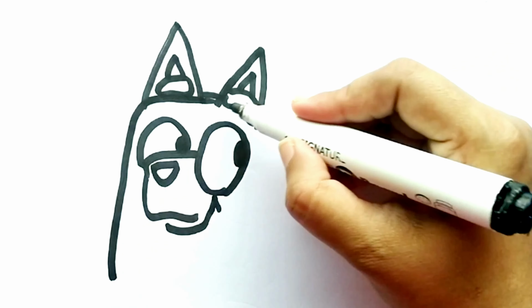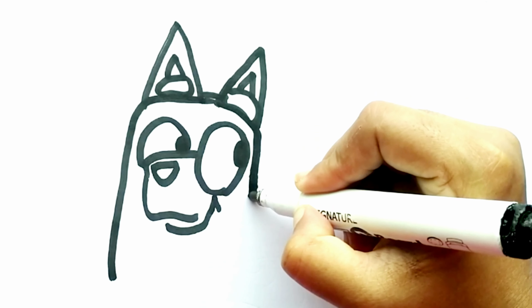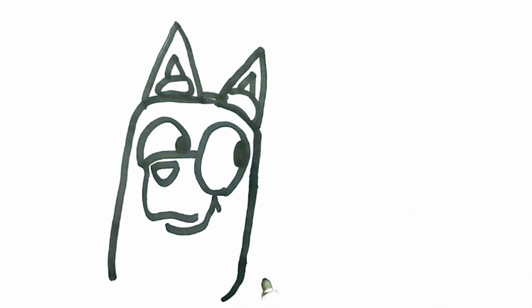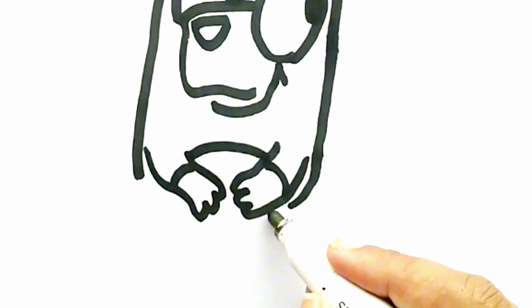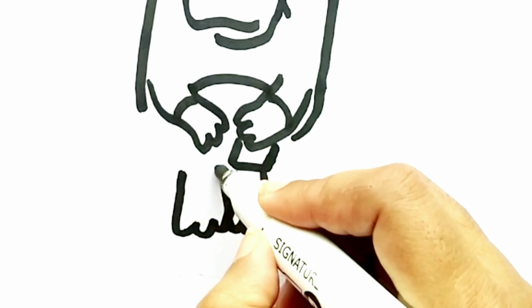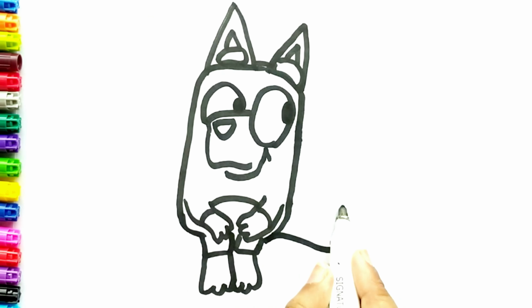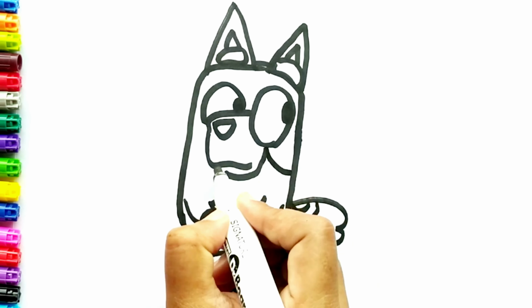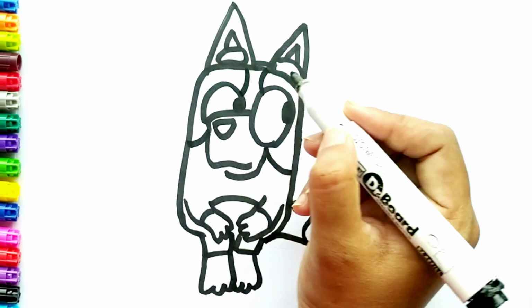I draw the shape of her head. I draw her arms. Then I draw her legs and her tail. Finally, I draw his patches around his body.